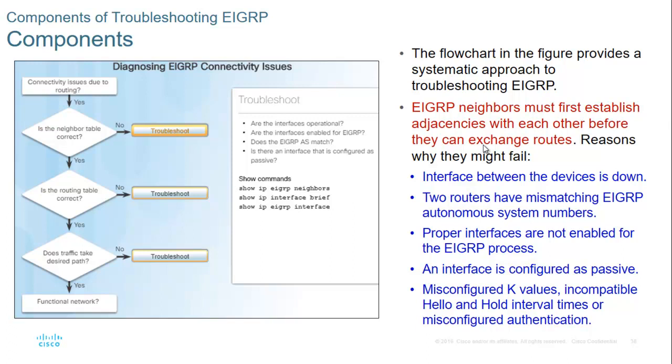An interface is configured as passive when it shouldn't be, or misconfigured K values, incompatible hello and hold interval times, or misconfigured authentication. So it is very important that while you are tuning EIGRP, you know what you are doing and do it correctly.